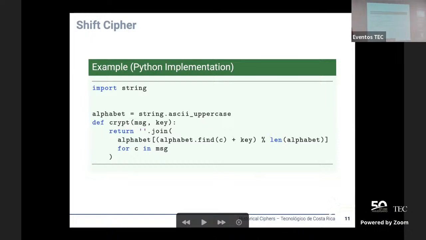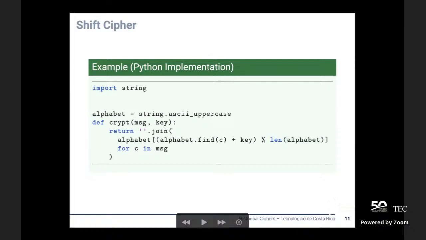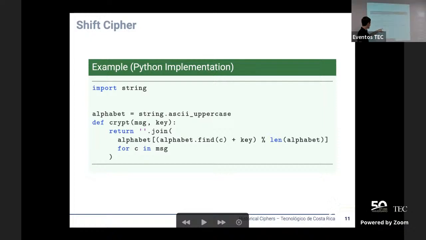Because I think it's nice also to see some things in code. Like I said, my preferred language is Python, because I think it's super easy to read. So how would you implement this cipher in Python? You first define the alphabet, which is just A, B, C, D, etc. until Z, or you can define maybe the Spanish alphabet with the N with the tilde on there. So you just define an alphabet.